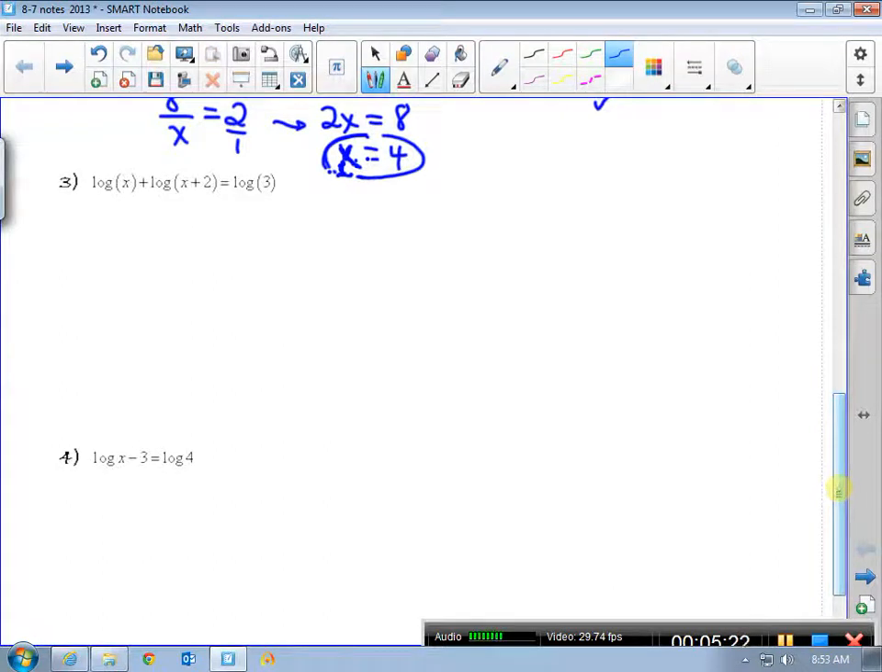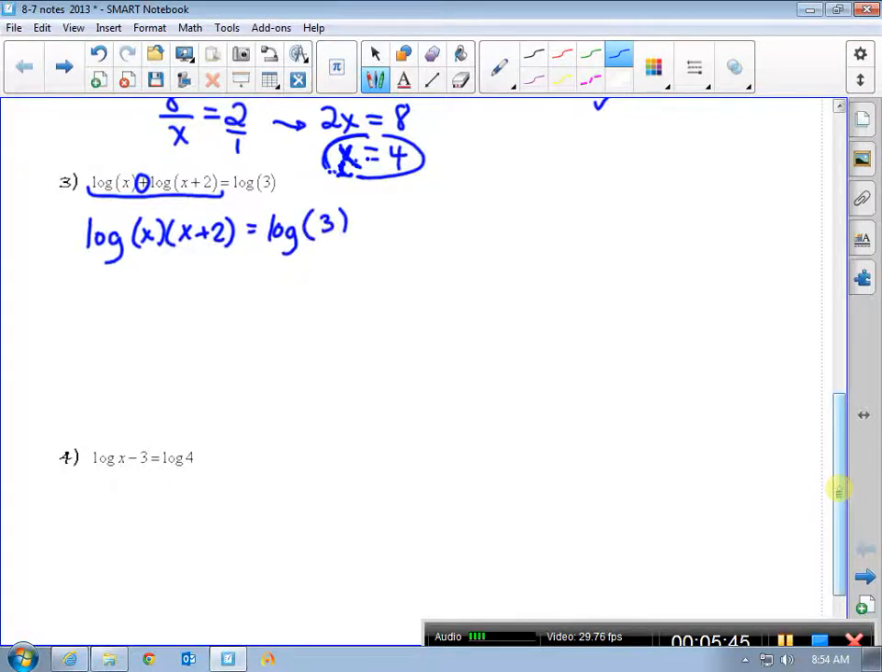Number 3 is very similar. Lots of variables there, though. Why don't you stop the video and see if you can get a head start on me, and then come back and check. I have the sum of 2 logs, so I'll put those together with multiplication. So this is the log of x squared plus 2x equals a log of 3.